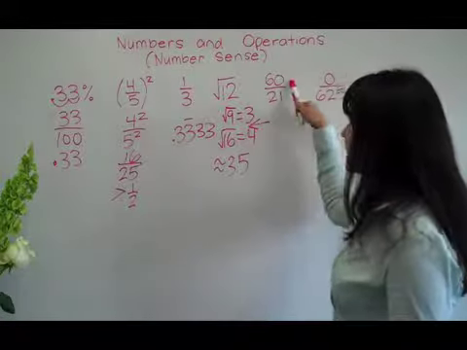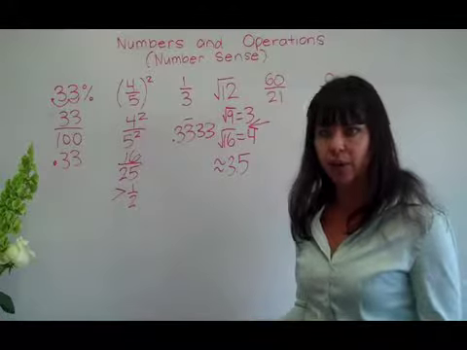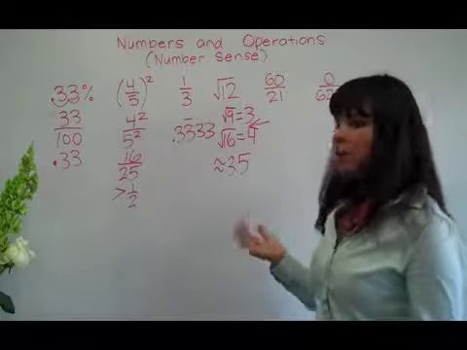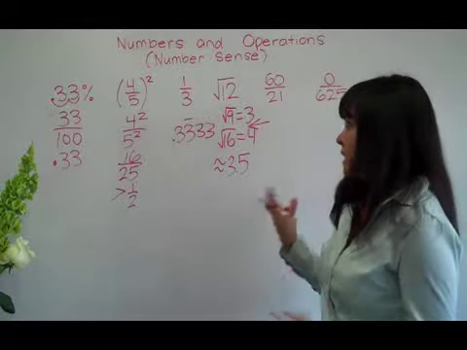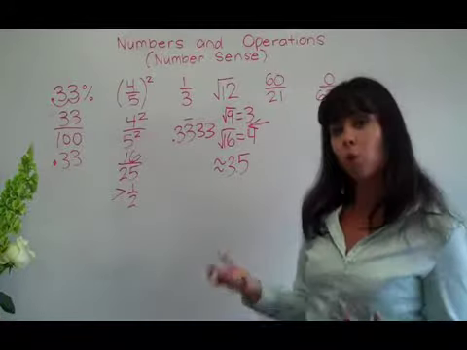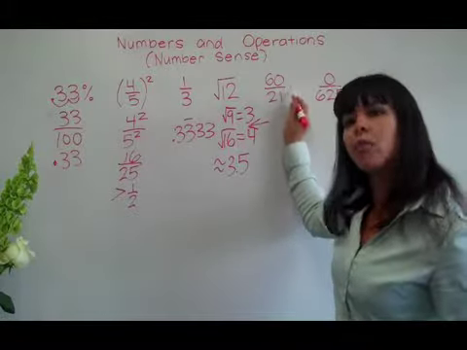All right, 60 over 21. So again, doesn't divide evenly. What do I do? Well, because we don't need to know the exact estimation, let's just look at what it's near. Well, 60 divided by 20 would be 3, right? So we know that this is going to be somewhere around 3.